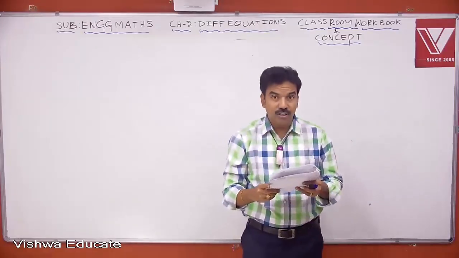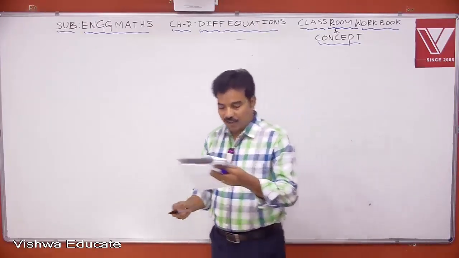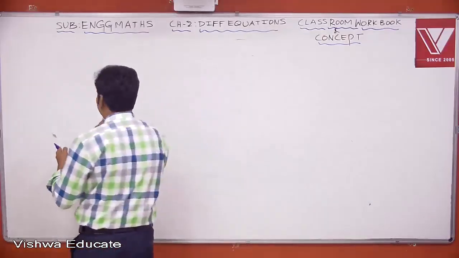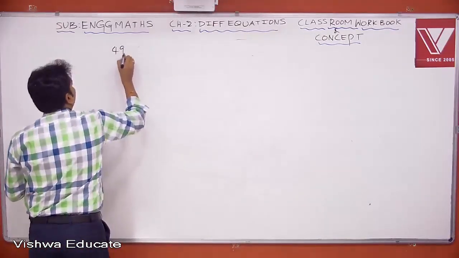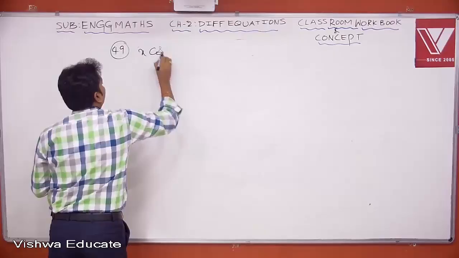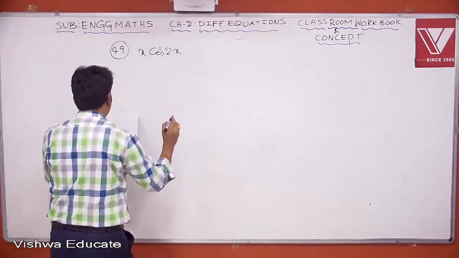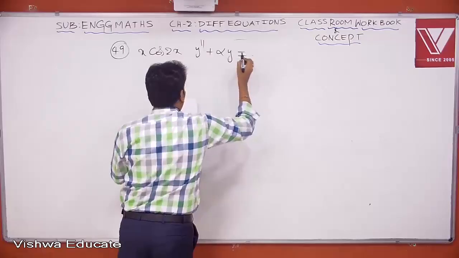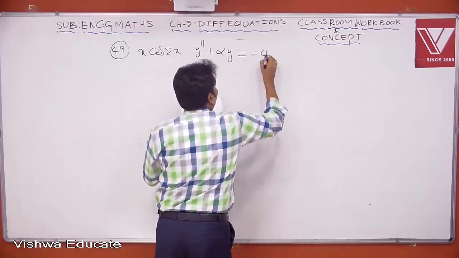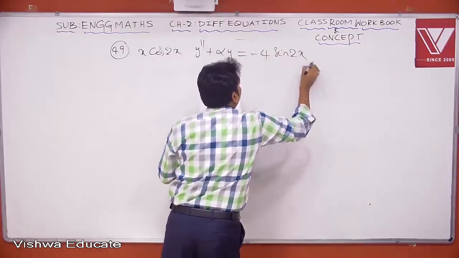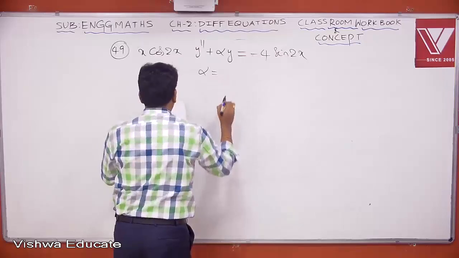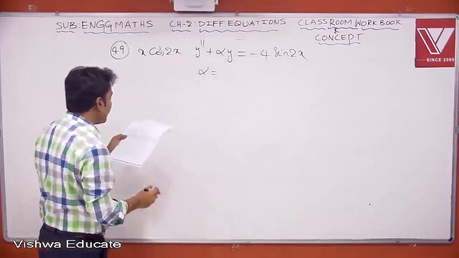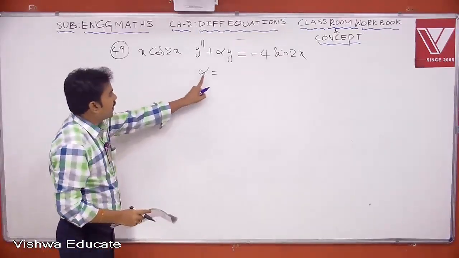Next we discuss question number 49, classroom workbook question number 49. Suppose x cos 2x is a particular integral of y'' + alpha y = -4 sin 2x, then alpha equals, options are given. So we need to find the alpha value.